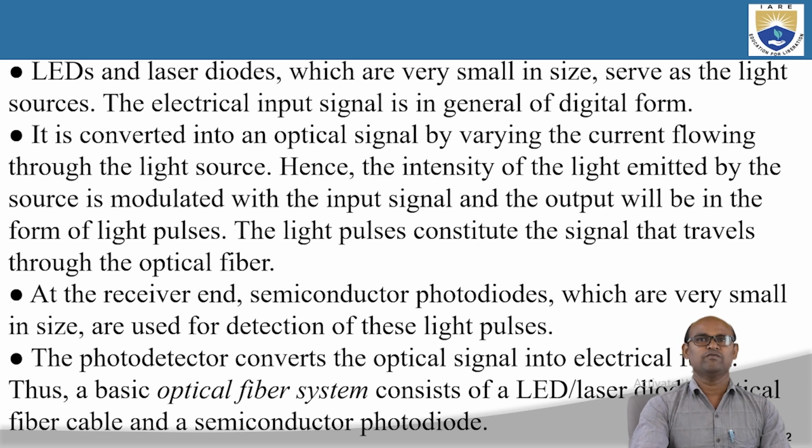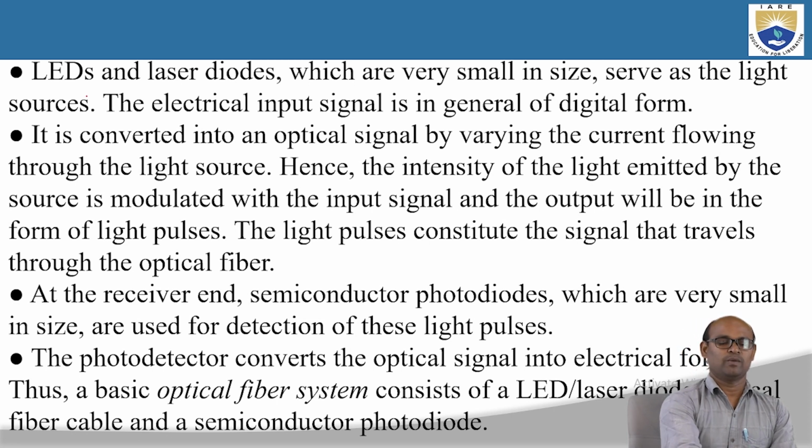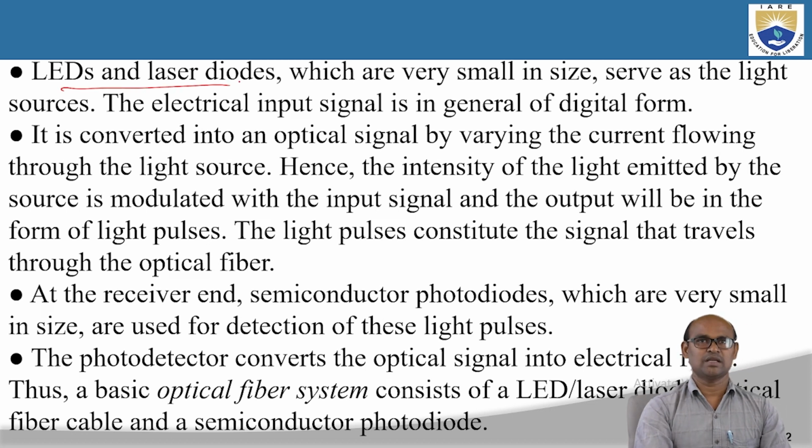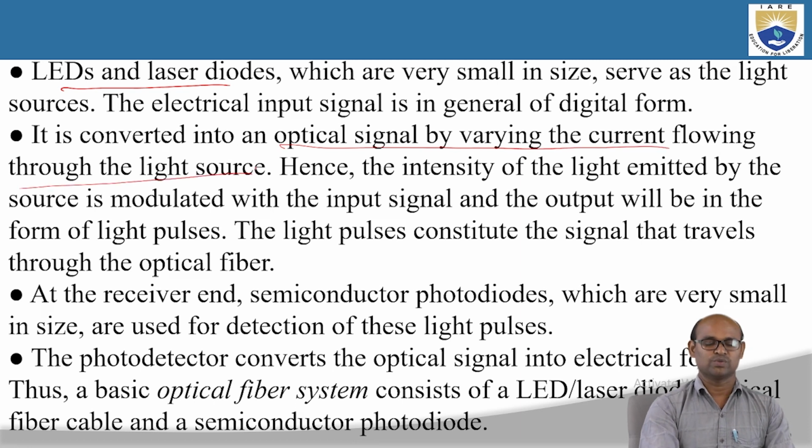Okay, so what kind of light source are we going to use? LEDs or laser diodes. We can use LEDs or laser diodes, which are very small in size, as light sources. The electrical input signal is in general in digital form. The electric signal is in the digital form. It is converted into an optical signal by varying the current flowing through the light source.